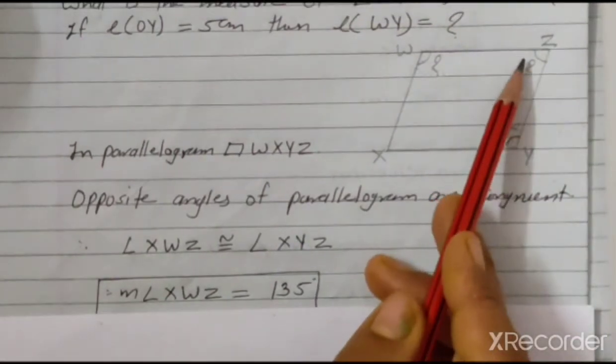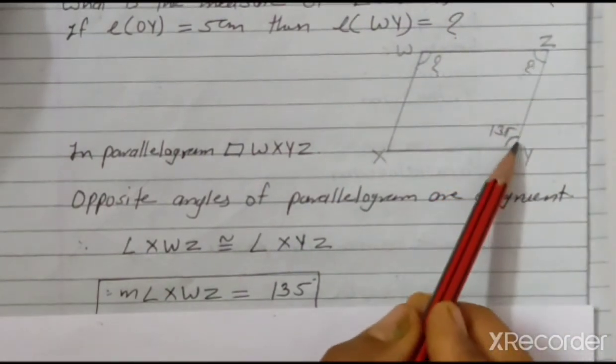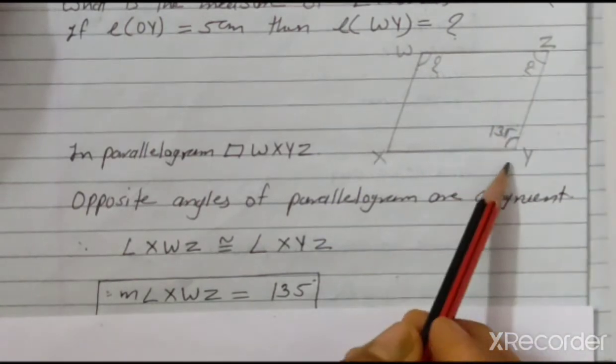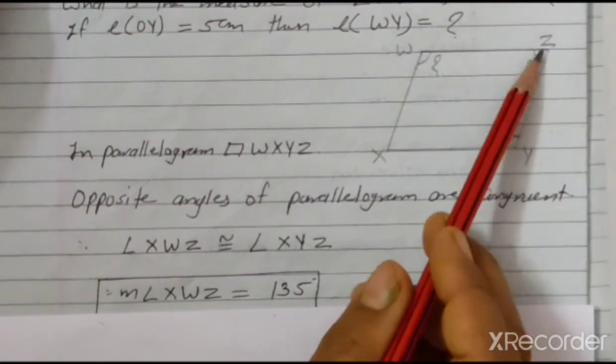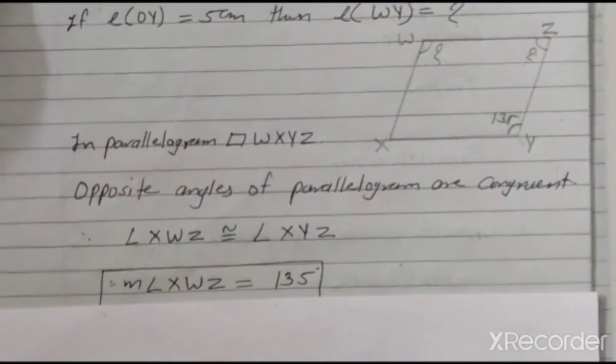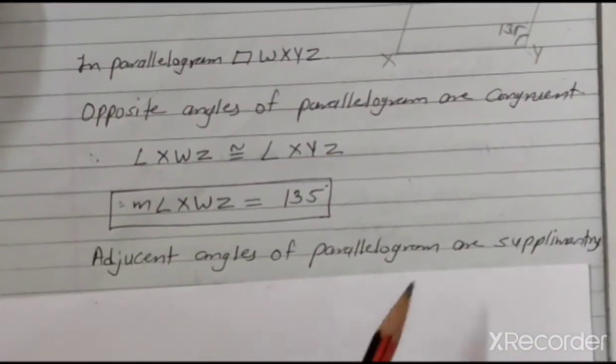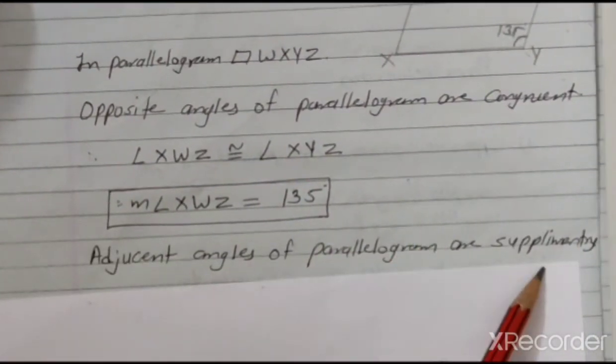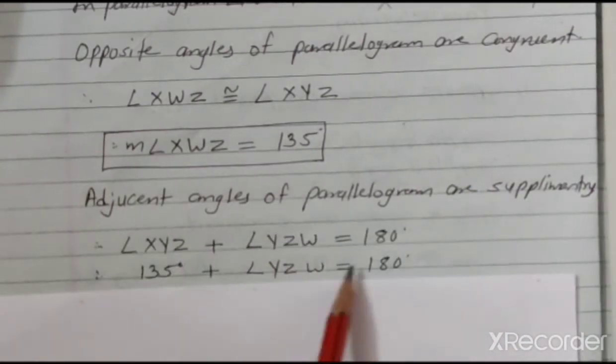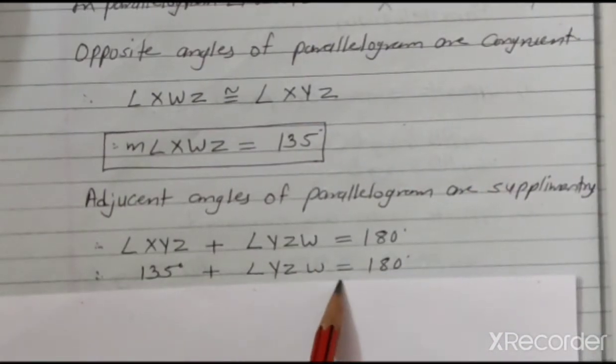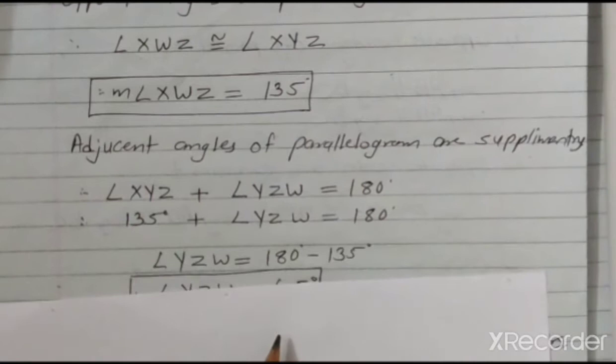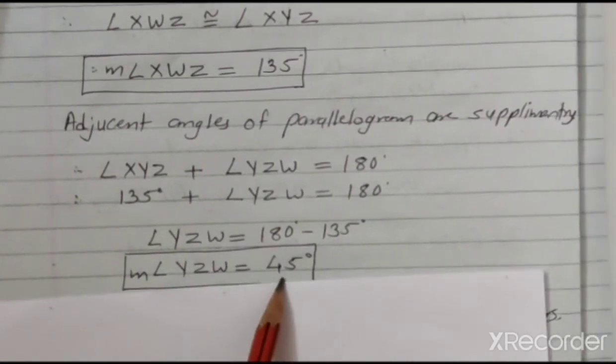Let us find out measure of angle Z. Again we can find out by using angle Y. Angle Z and angle Y both are adjacent angles which are supplementary. So their addition is equal to 180 degree and after solving we will get measure of angle Z is equal to 45 degree.